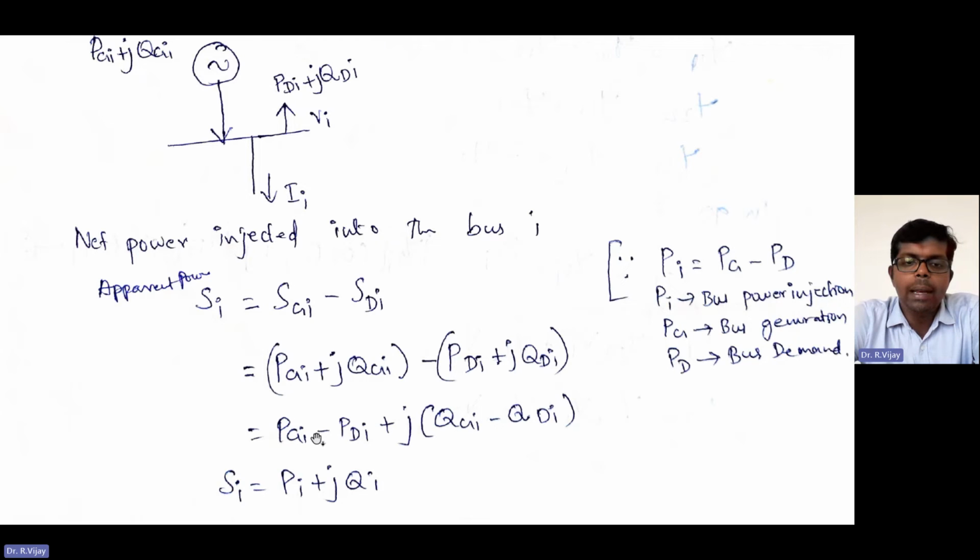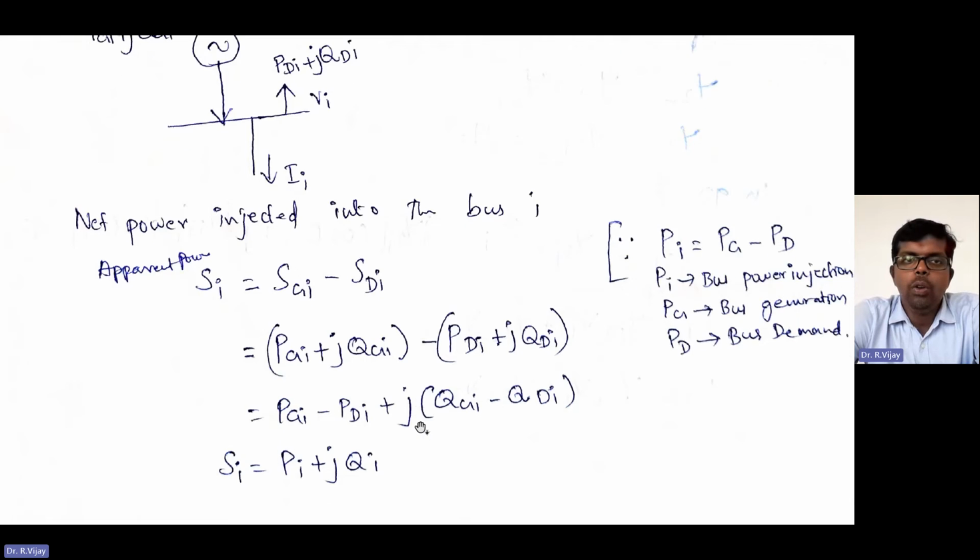So here PGI minus PDI plus j into QGI minus QDI. This we have taken commonly as PI, and this we have taken commonly as QI. So PI is equal to PGI minus PDI, and QI is equal to QGI minus QDI. The net apparent power SI is equal to PI plus j into QI. Okay, so this you need to remember: SI is equal to PI plus j into QI.